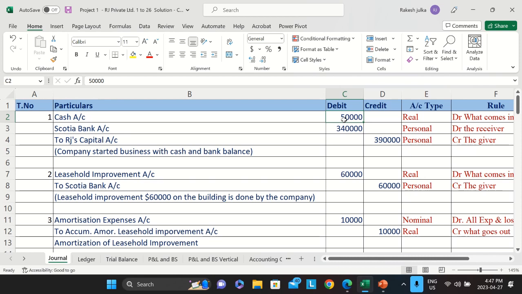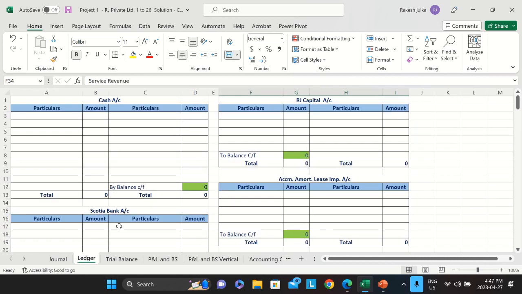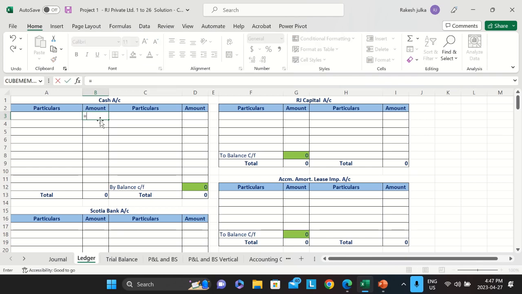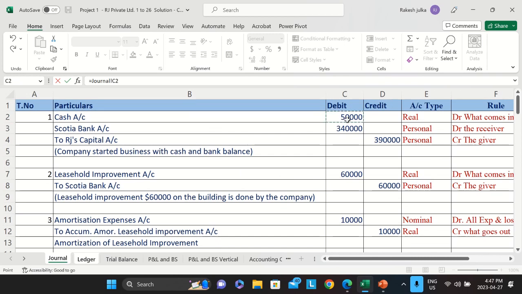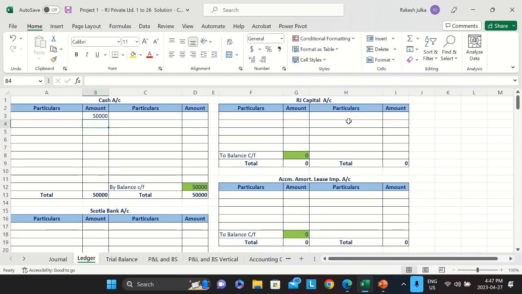Look at this. This is the debit 50,000 and this is cash. Go to cash and write 50,000 on the debit side. I'm going to cash and writing 50,000 here on the debit side. I can write it, or I can put the equal to sign here, go here and click over here and enter. This is also one way that we can do.